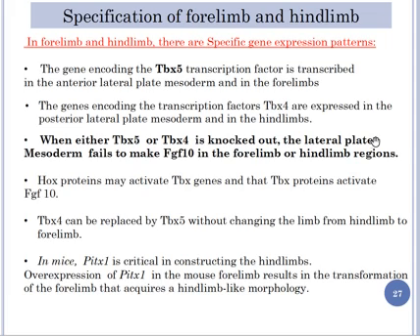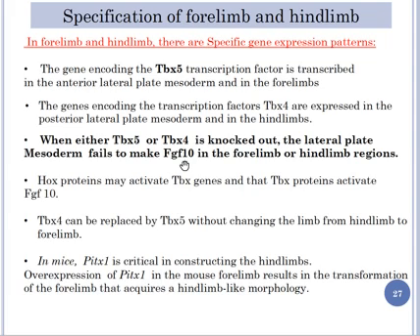In this case, the lateral plate mesoderm fails to make FGF10. You know that FGF10 is usually expressed in the lateral plate mesoderm. So in this case, FGF10 is not expressed in the forelimb or in the hind limb regions. So what does it mean? It means that TBX4 and 5 act upstream of FGF10. So they can induce the expression of FGF10.